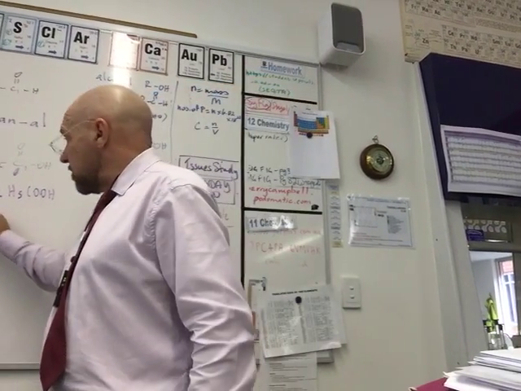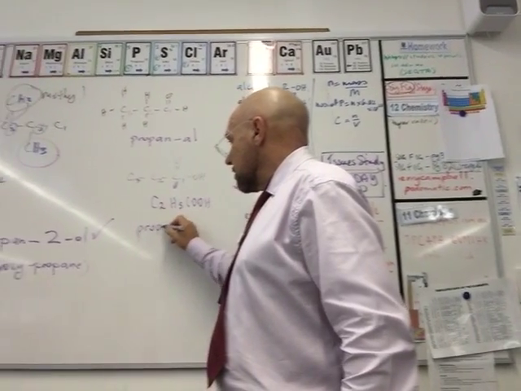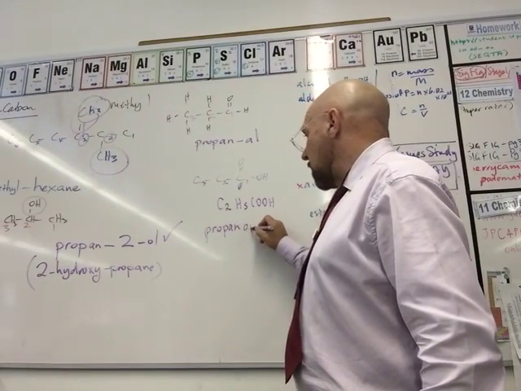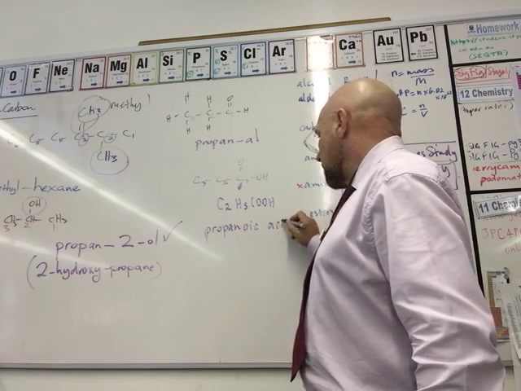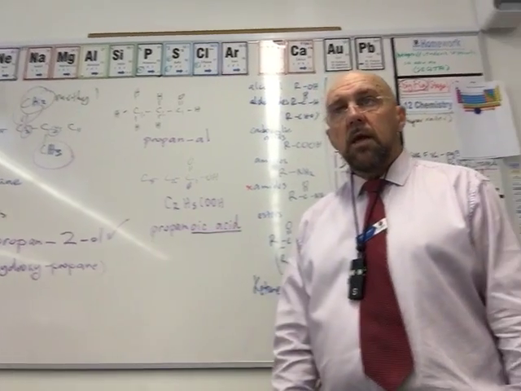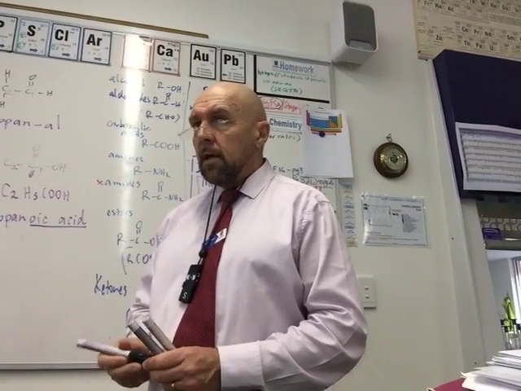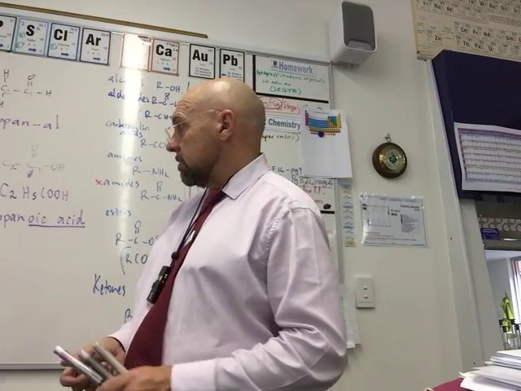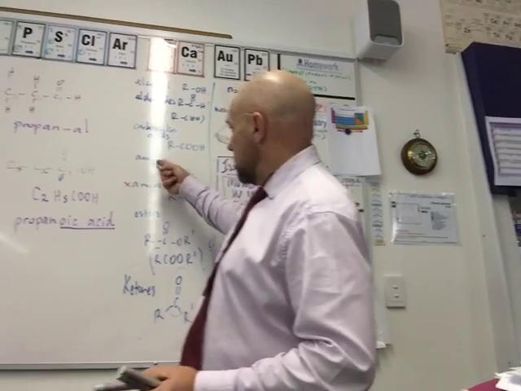Alright, so this one here will be called propanoic acid. So we add an oic acid, okay, in order to name a carboxylic acid. So it becomes an oic acid.